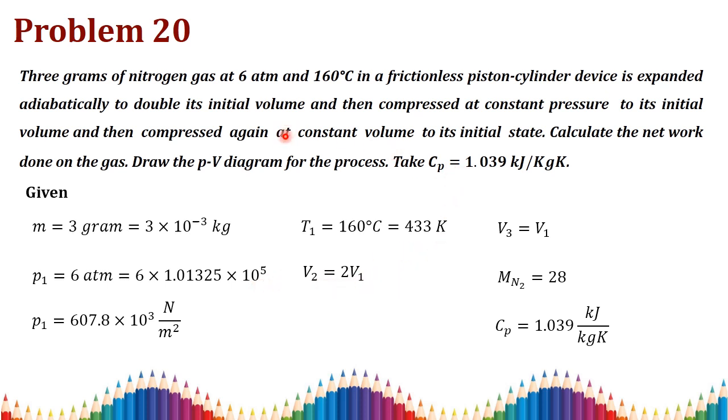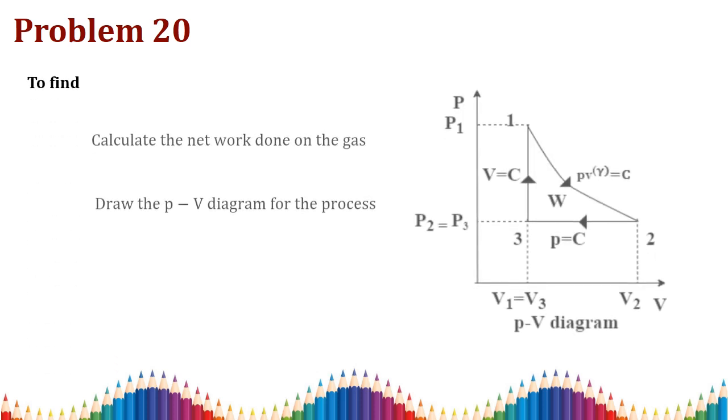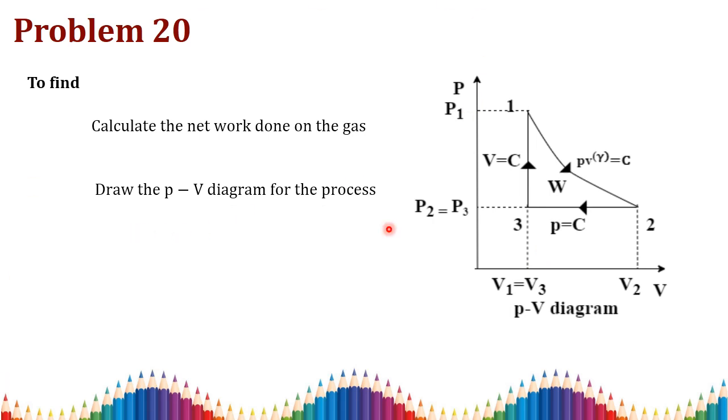As we all know, since it is a constant volume process, we can say V3 is equal to V1. So first, they have asked to draw the PV diagram. The first process is a reversible adiabatic process, and 2 to 3 is a constant pressure process. Here they have said expansion, so the volume will be increased. And 3 to 1 is a constant volume process. From the diagram we can know the work done of 3 to 1 is 0, since it is a constant volume process. So in this case we need to find the work done of 1 to 2 and the work done of 2 to 3.